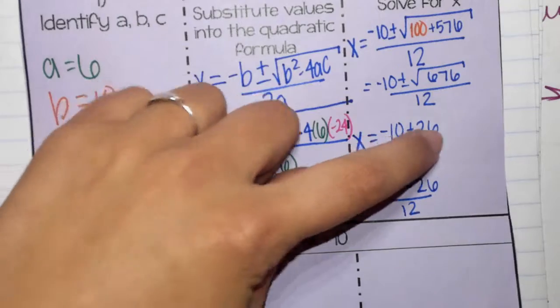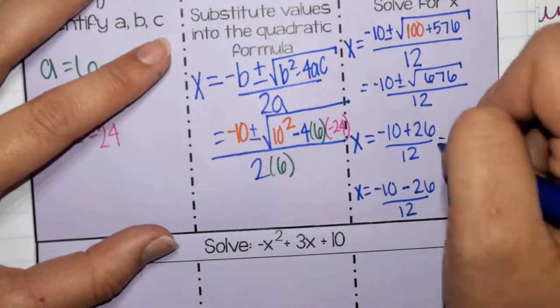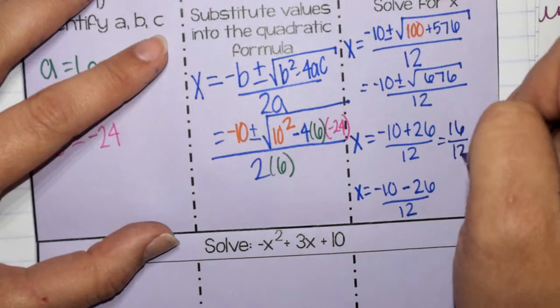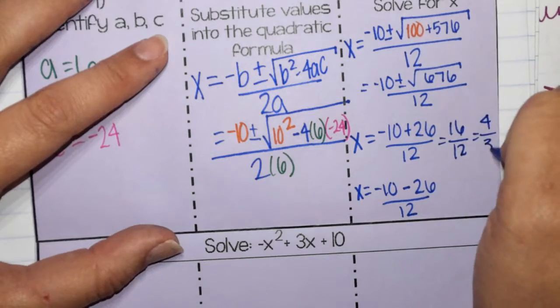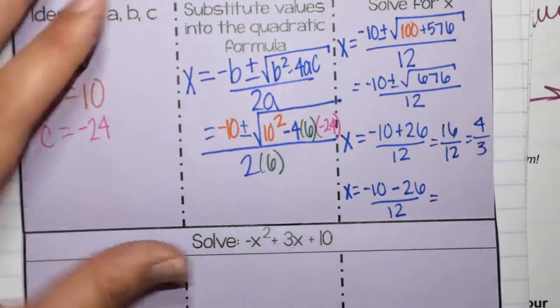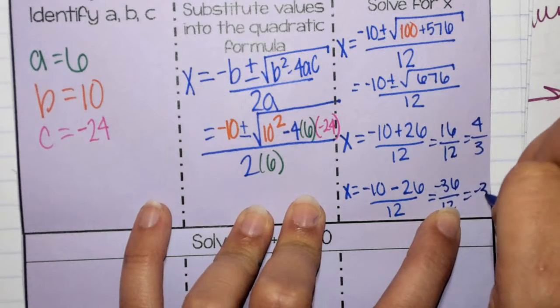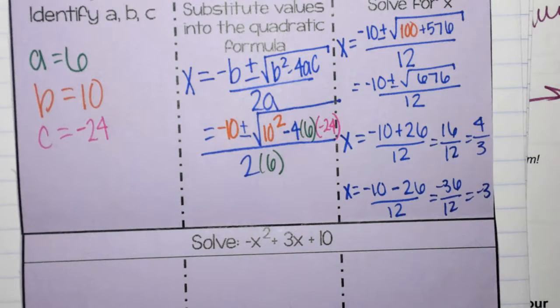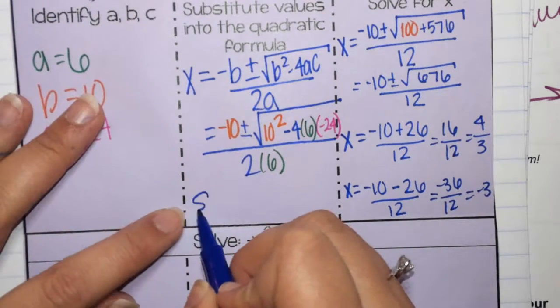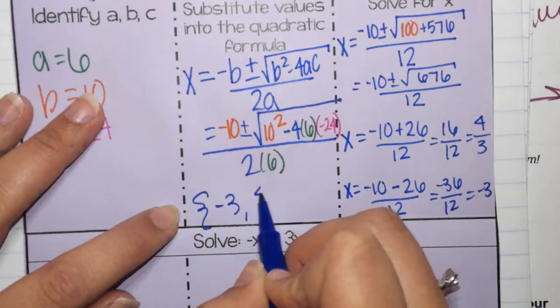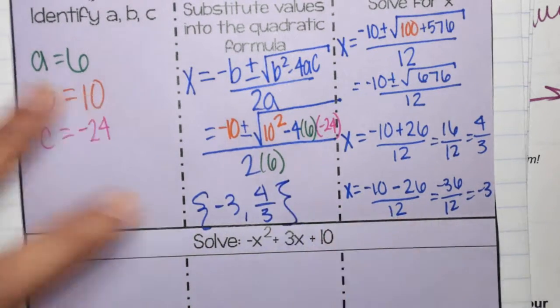Now we do negative 10 plus 26, which is 16. And that reduces to 4/3. Then we do negative 10 minus 26, which is negative 36, and that is negative 3. And we're done. So we just leave it as a fraction? Yeah. So you add it and then you divide it. That's it.